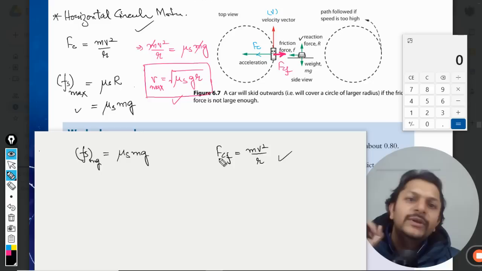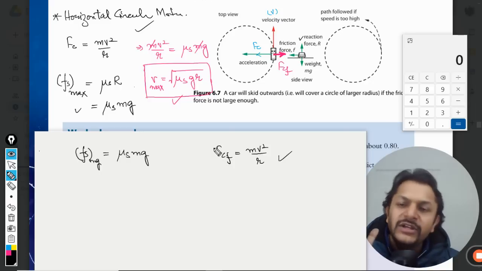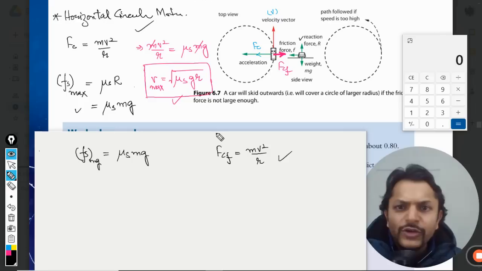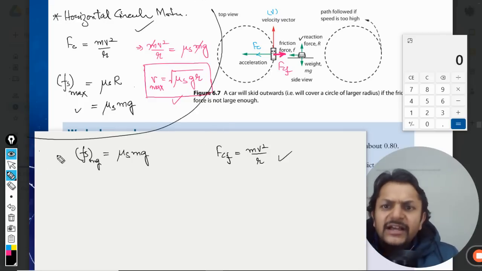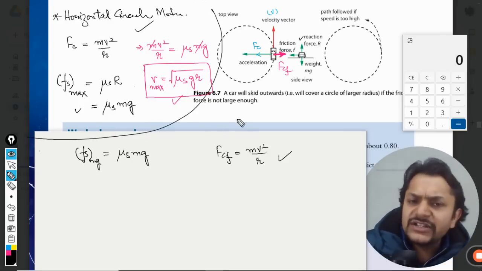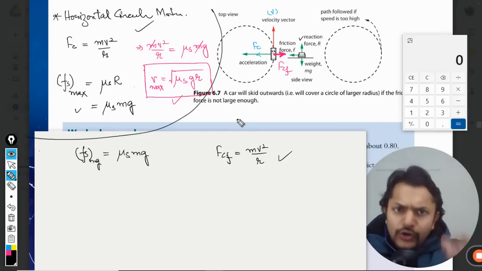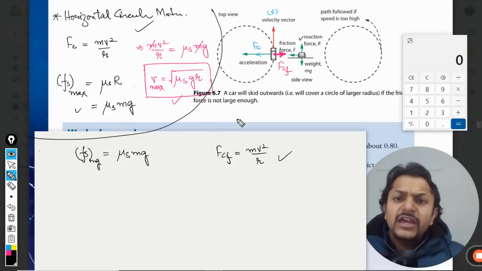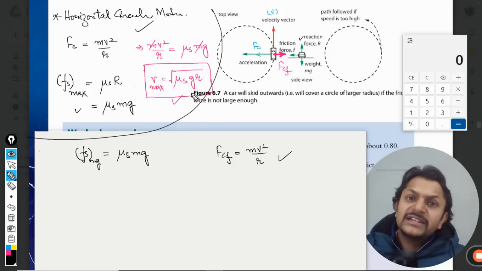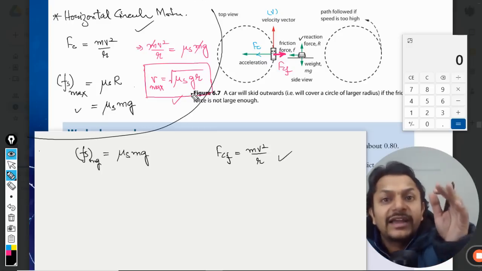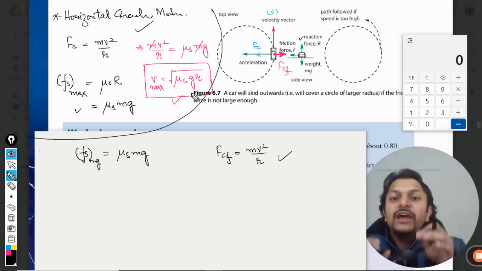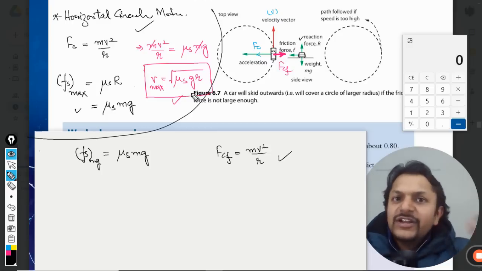So there are two phenomena that I have tried to explain to you here. I believe that should be clear to you now. Number one is that if we are considering the centripetal force, or the centrifugal force, by the way, the V max is coming out to be equal to square root of mu s g r. That is the maximum velocity with which the car can negotiate the turn. If you have a velocity more than this, it is definitely going to skid.